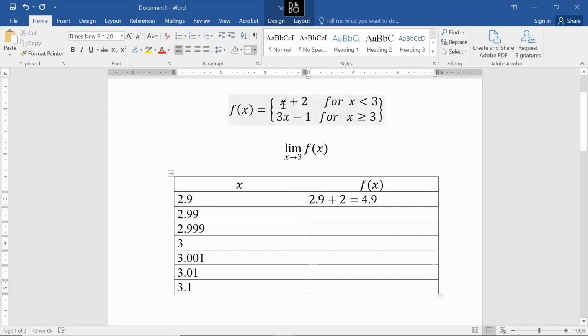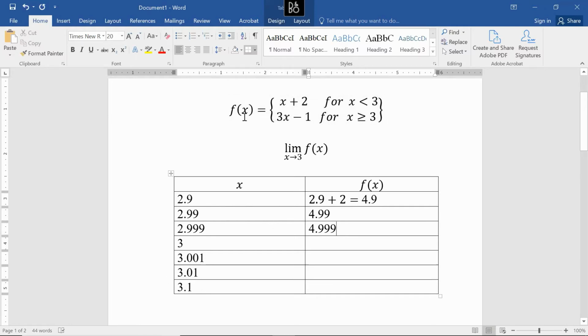The same thing with 2.99. We type it into the top expression, and you would get 4.99. 2.999, again, that's less than 3, so use the top expression. x plus 2, or 2.999 plus 2, is 4.999. So we went from 4.9 to 4.99 to 4.999 when we went underneath of 3. Well, what if we go above 3?